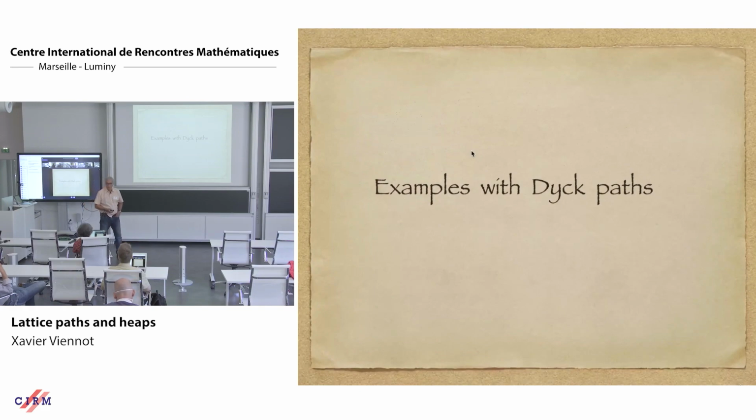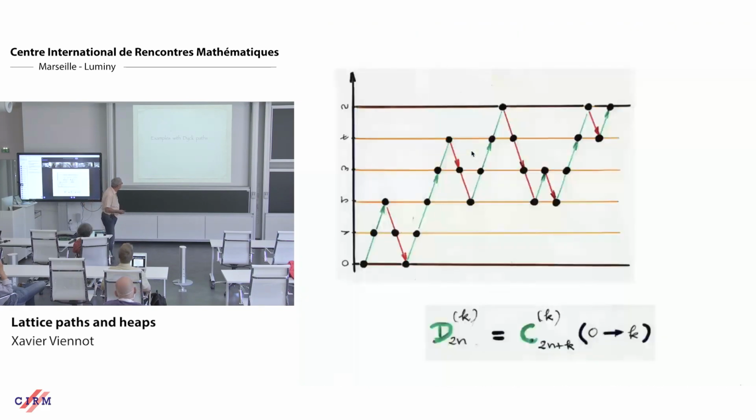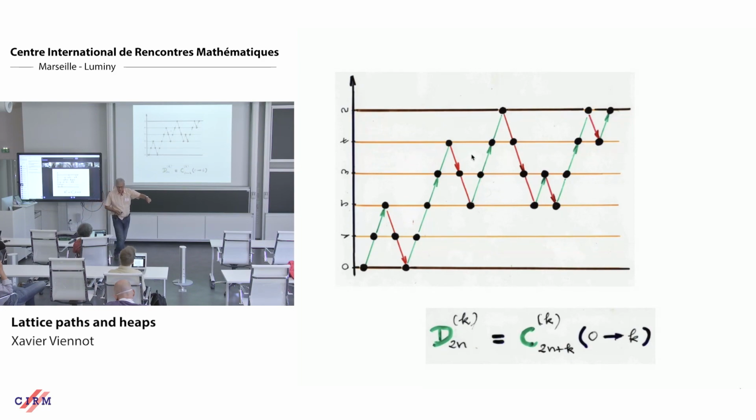So I will give a simple example with Dyck paths. I will take my Dyck path, not really a Dyck path, going from level 0 to level k, and bounded by level k. It's more simple than the Dyck path. It's going to give me an even alternating sequence. Dyck path gives me an odd alternating sequence, but this case is more simple.